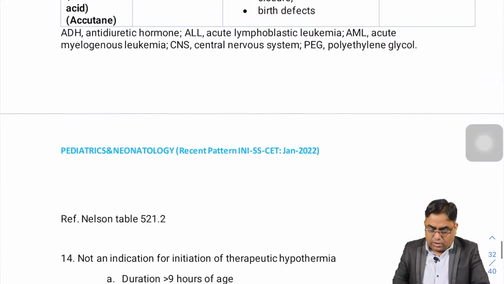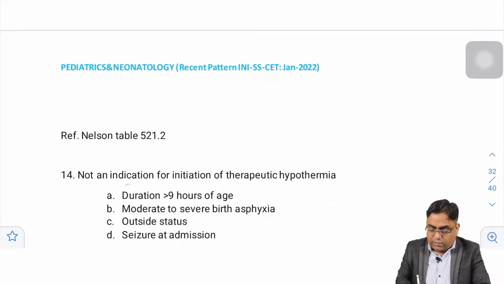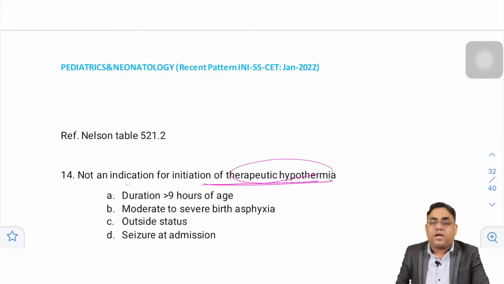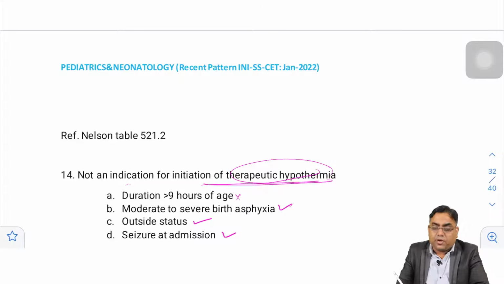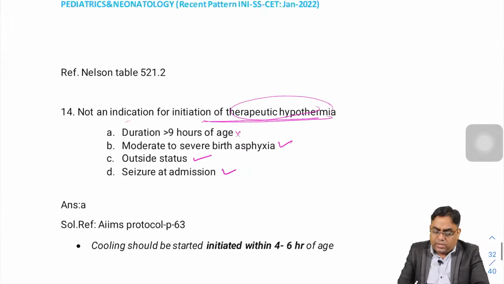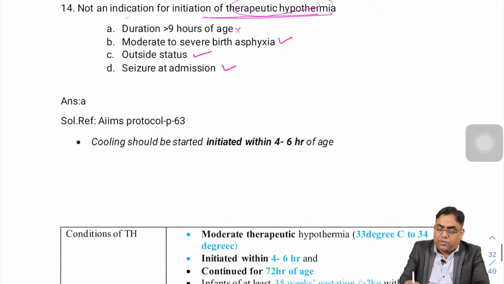Moving to next, not an indication for initiation of therapeutic hypothermia. So, duration more than 9 hours? No. Moderate to severe? Yes. Outborn status and seizure at admission. So, these are the important ones. Here the indication is that cooling should be started within 4 to 6 hours, not after 9 hours.